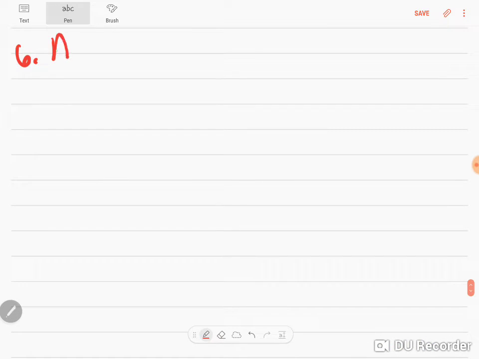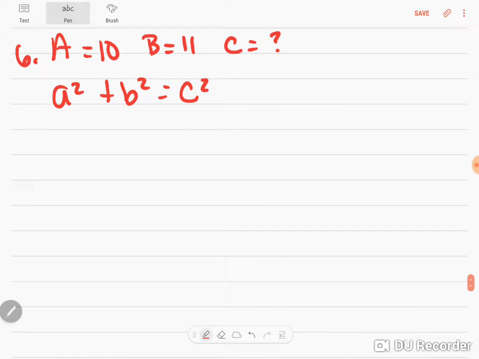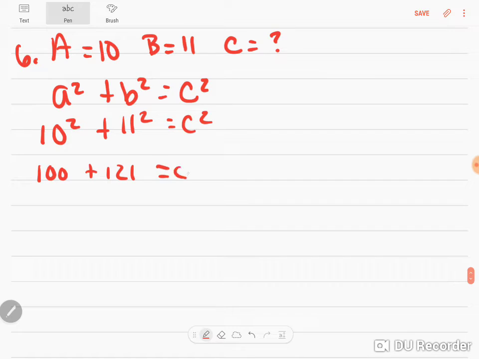Number 6, A, but we're doing Pythagorean theorem. A is 10, B is 11, C is we don't know. Let's go. A squared plus B squared is equal to C squared. A is 10. I'm going to square it plus B, which is 11 squared, is equal to C squared. All right. Next, we need to square these numbers. So 10 squared is 100. 11 squared is 121, is equal to C squared.